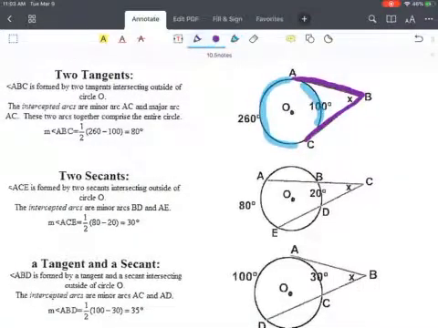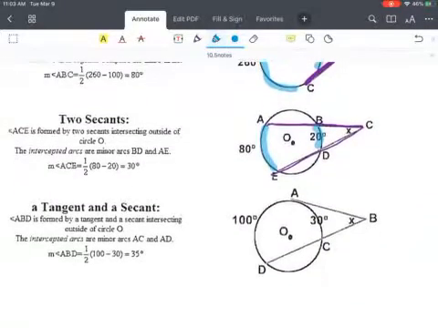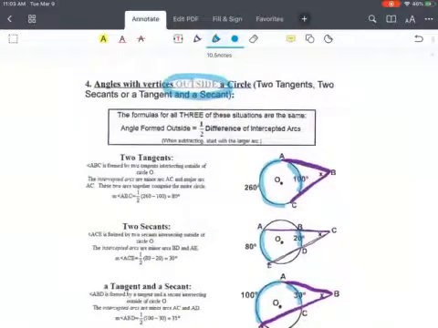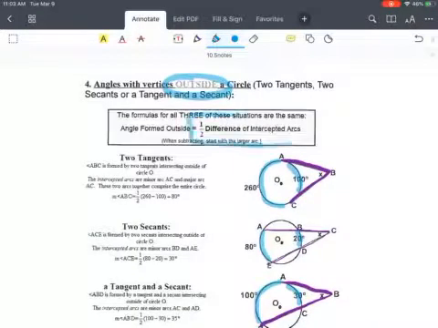For the next one, we have two secant segments, and it intercepts the circle in between those two segments with an arc of 80 and an arc of 20. And then in the last one, we have a tangent and a secant, and it intercepts the arcs in between those with an arc of 100 and then an arc of 30. And for all three of these, where the vertex is on the outside, we're going to do half the difference of the arcs.